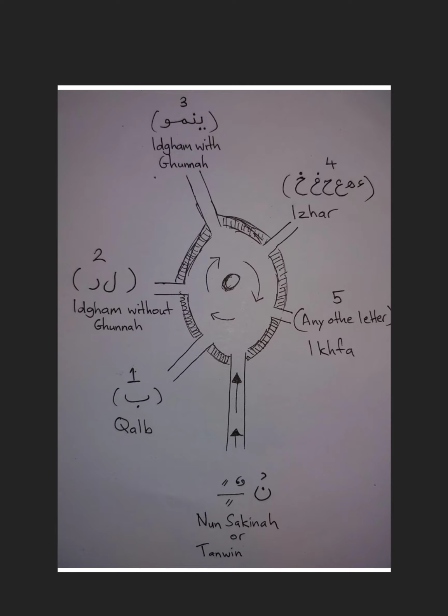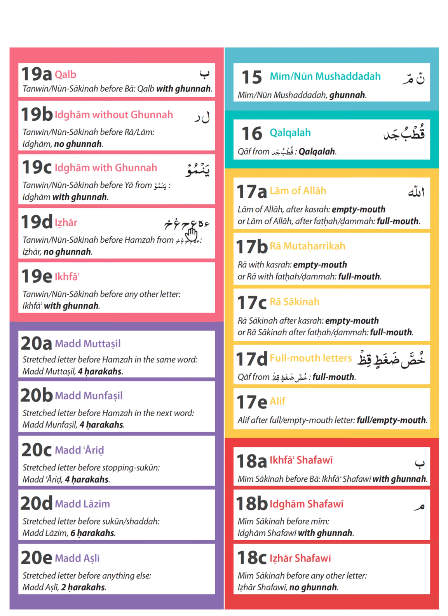Right, now let's go back to the rule card. As you can see, there are 5 rules. The first one is called Qalb. The second one is called idgham without gunna. The third one is called idgham with gunna. The 4th one is called idhar, and the 5th one is called ikhfa. Okay, so I know that was quite a bit of information. Feel free to pause, rewind, go back, listen again, or ask a friend to help you, inshallah. So that was an overview of this level.